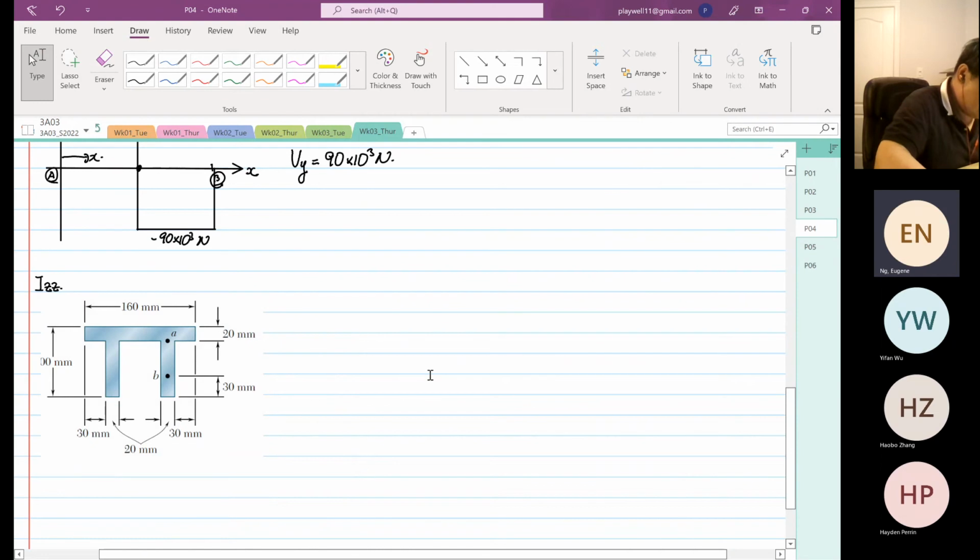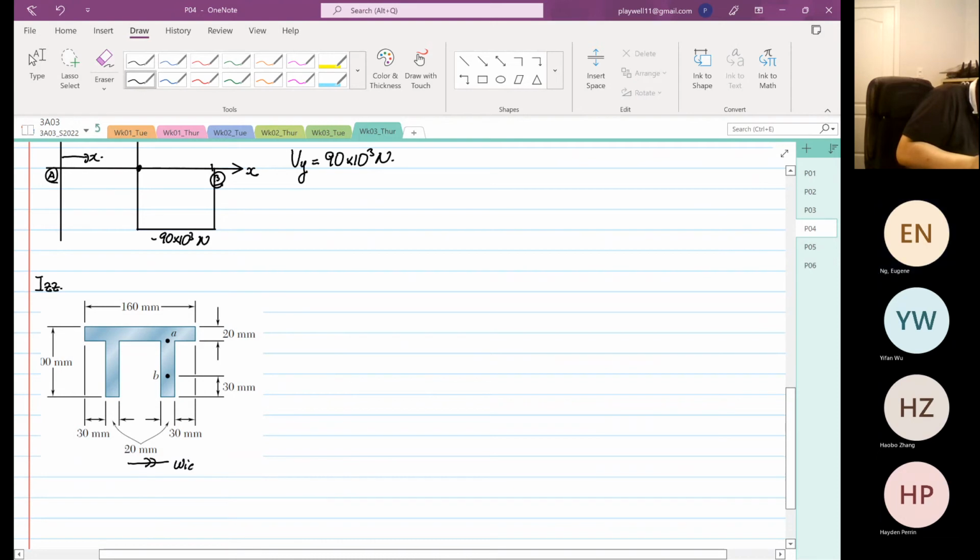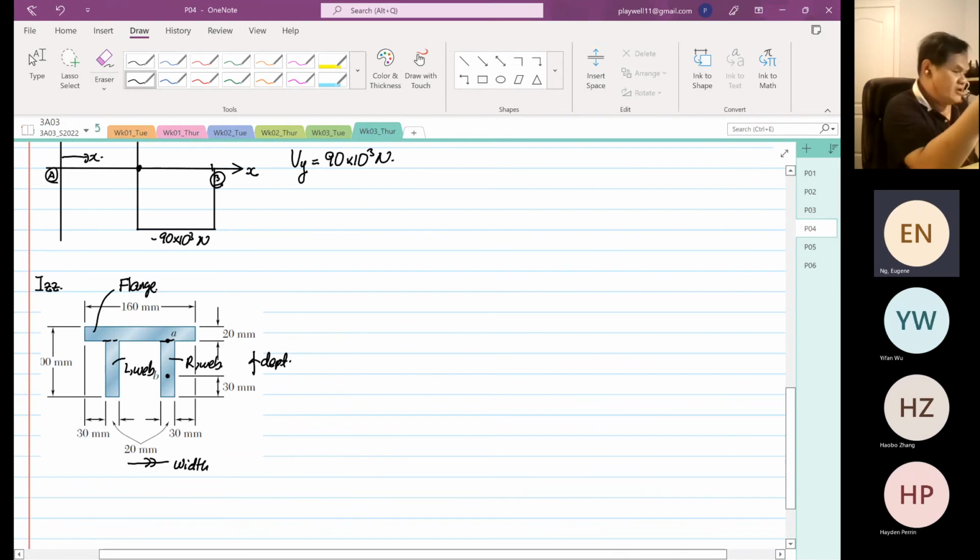Izz is in the horizontal direction, so this is our width, and this over here is our depth. I'm going to call this our flange. And I'm going to divide this: this is our left web, and this is our right web. I want you to be familiar with the names flange and web.